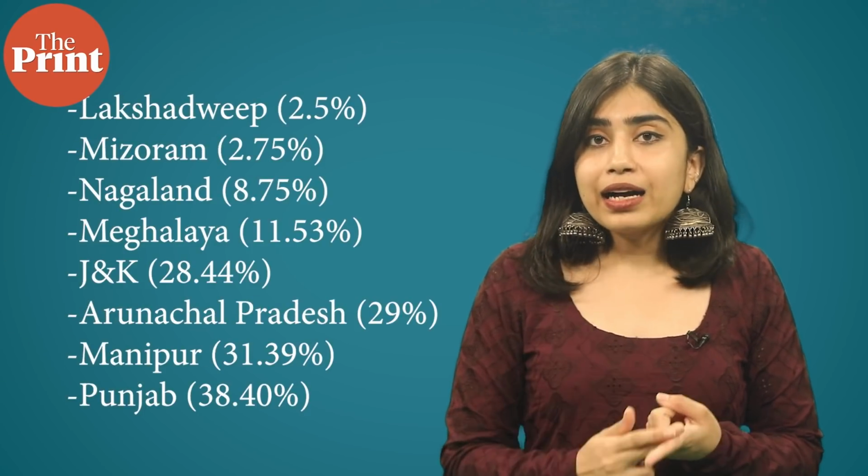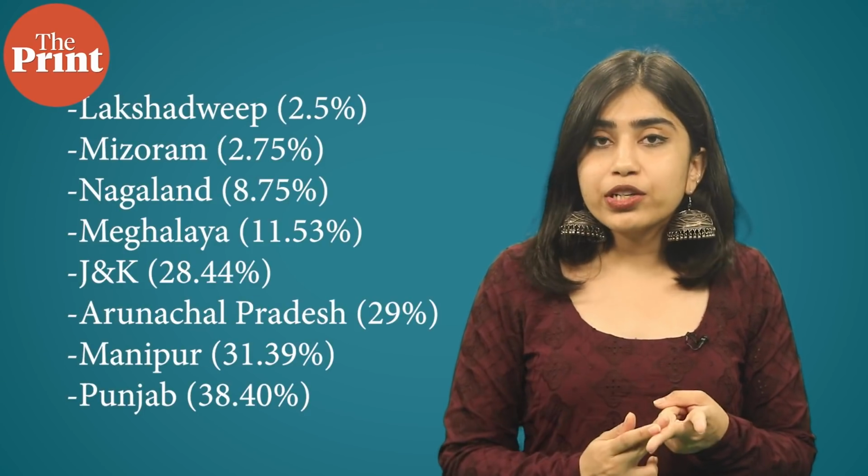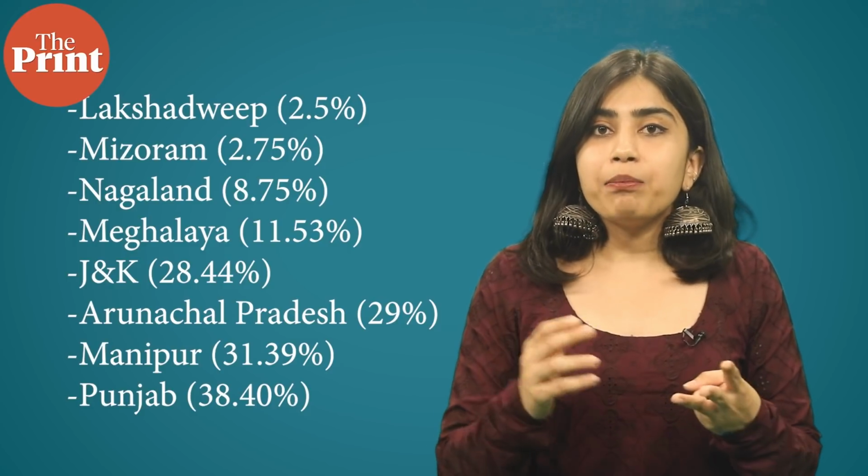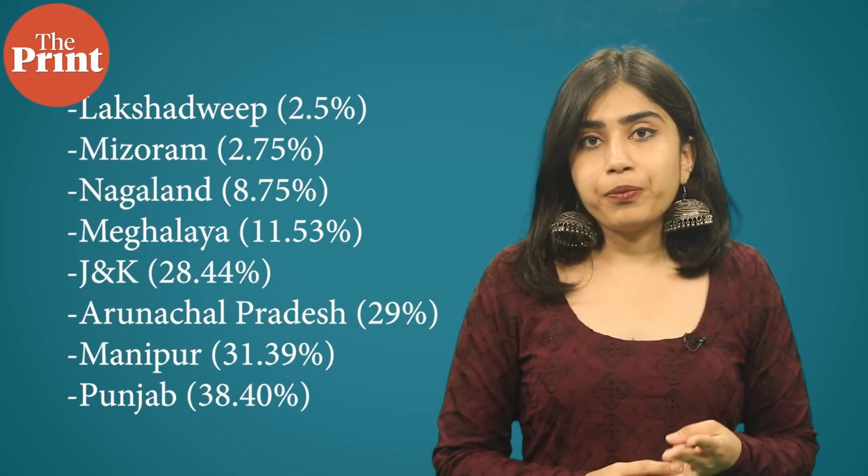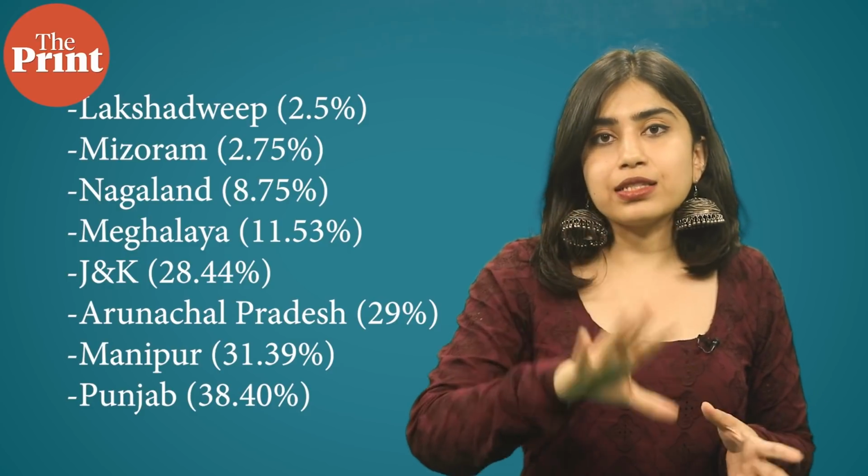Now, Upadhyay has argued that this system was faulty because Hindus were actually a minority in 6 states and 2 union territories. So the PIL says that as per the 2011 census, Hindus have become a minority in Lakshadweep, Mizoram, Nagaland, Meghalaya, Jammu and Kashmir, Arunachal Pradesh, Manipur and Punjab. You can see the figures on your screens right now.